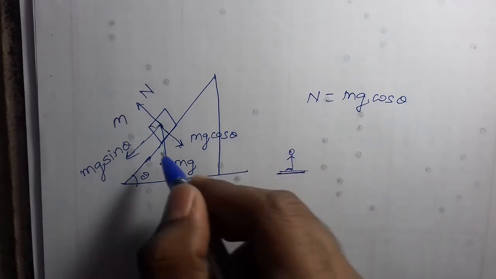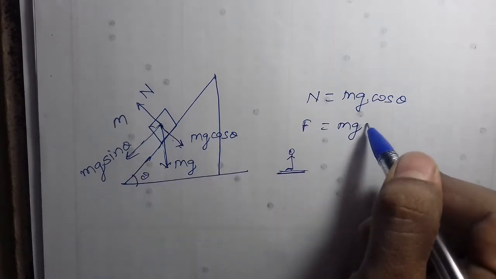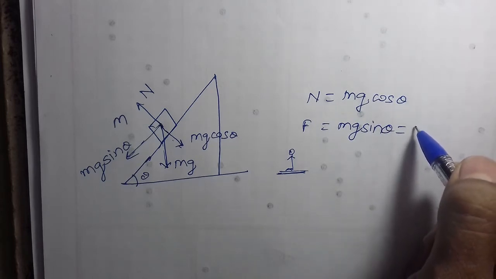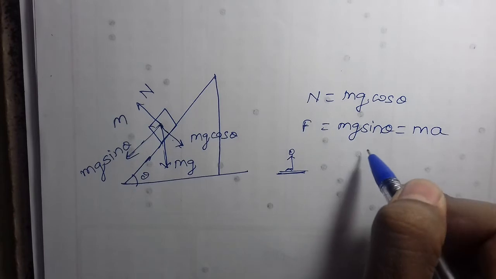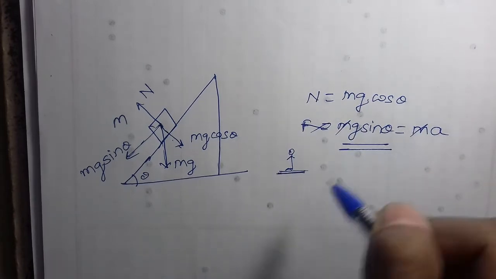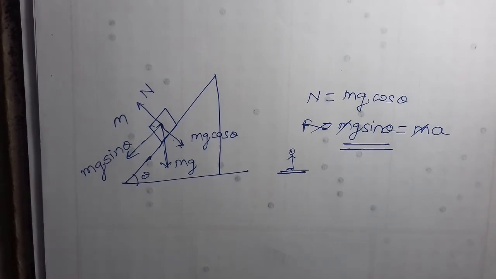Then second one is what? Force in downward direction is equal to what? Mg sin theta, and that force is equal to what? Mass into acceleration of the block. Mass cancellation. Acceleration of the block is what? G sin theta. Acceleration of the block is g sin theta.